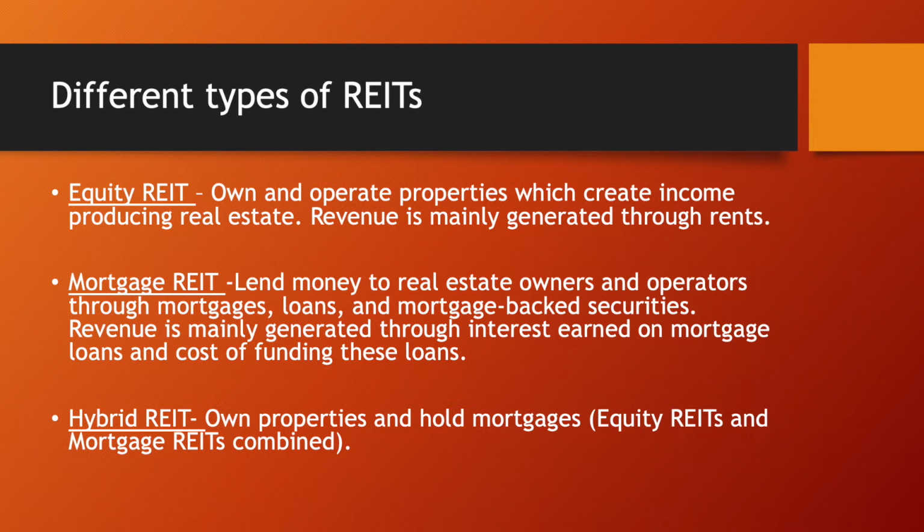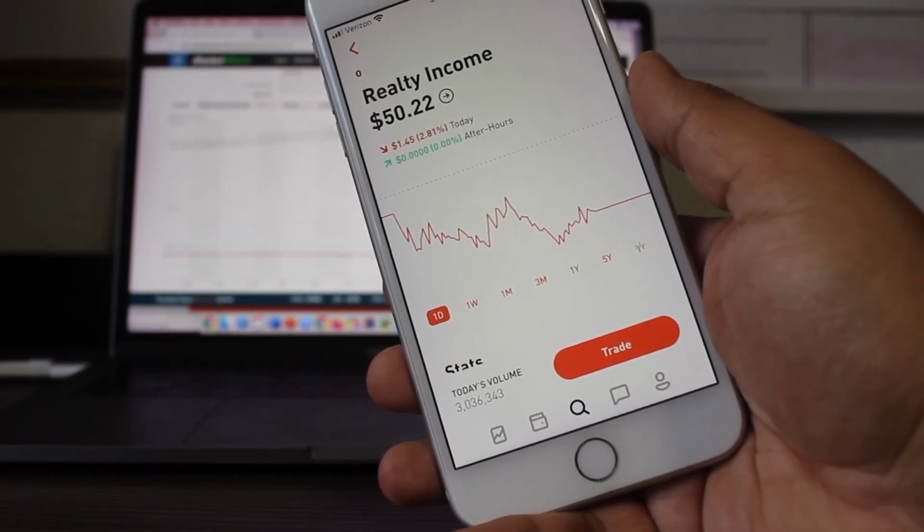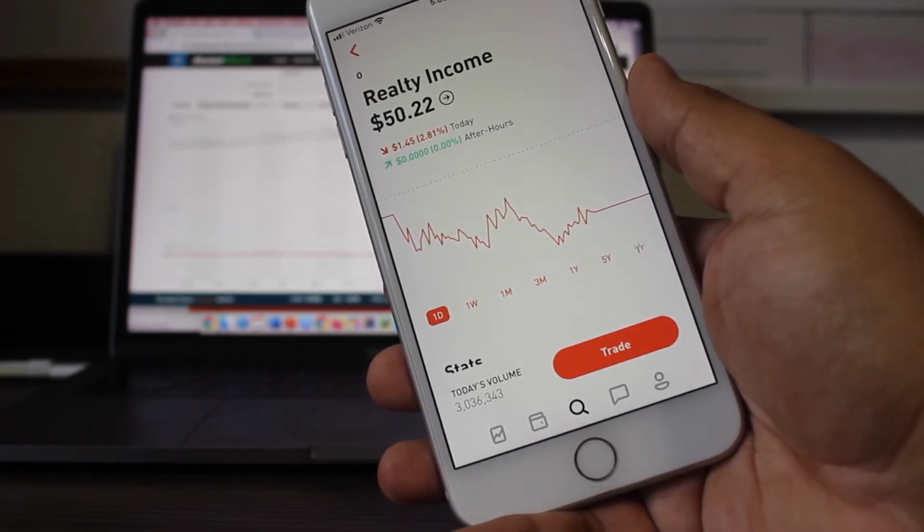And lastly, we have a hybrid REIT. A hybrid REIT essentially owns and holds mortgages, which are both equity REITs and mortgage REITs combined. This allows you to get exposure on both types of different real estate investment trusts all in one. So now that you guys have a good idea of how a real estate investment trust works, how it is, and how revenue is created, let's go ahead and look at a few examples.